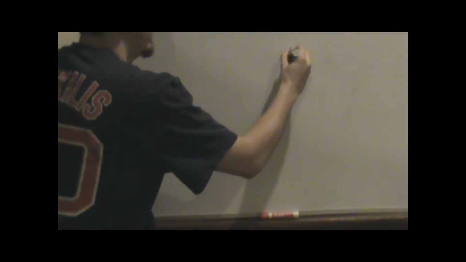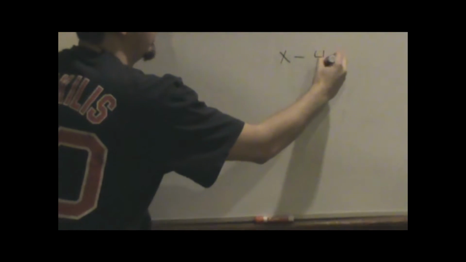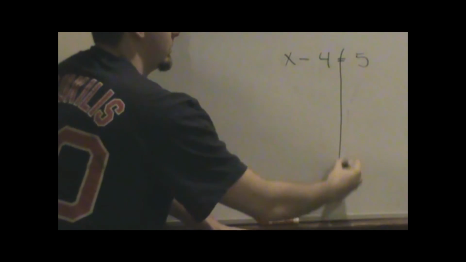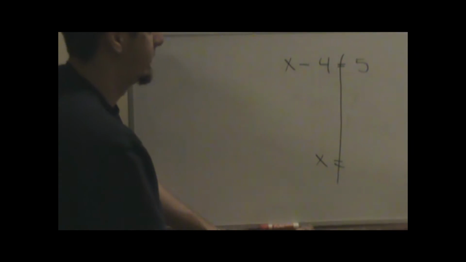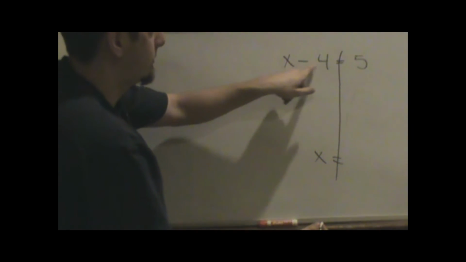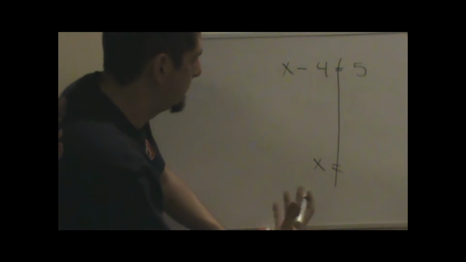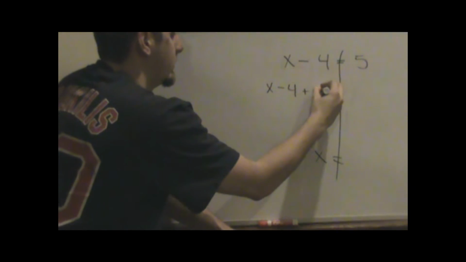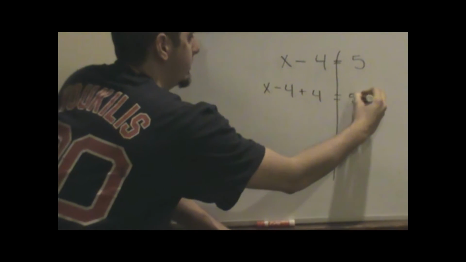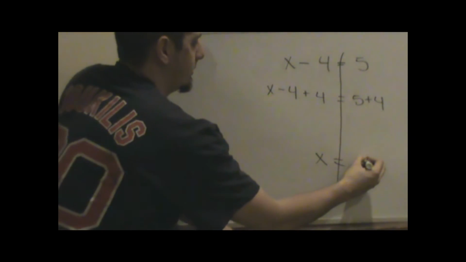So now we're going to take a look at a subtraction problem. If I have x minus 4, and let's say it equals 5. Okay, we have a goal of getting to what x is. We know that we have to get rid of this minus 4. Well, the opposite of subtract 4 is plus 4. Do that to both sides. We get x equals 9.